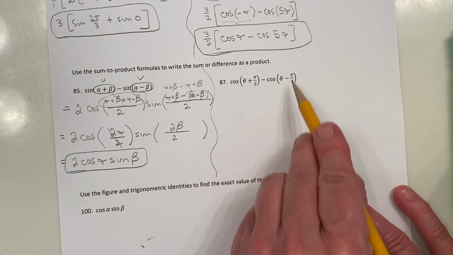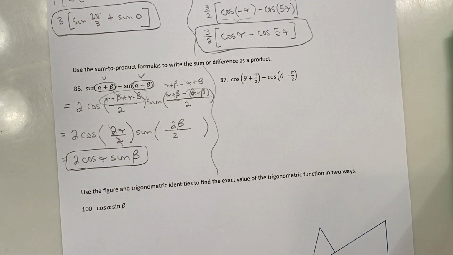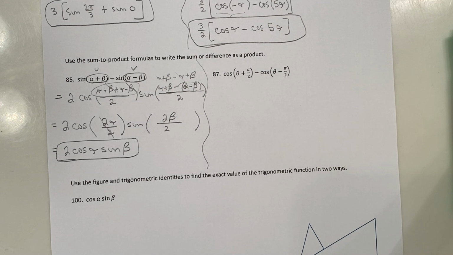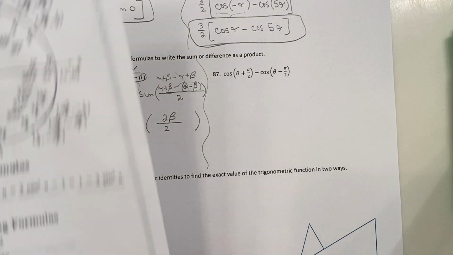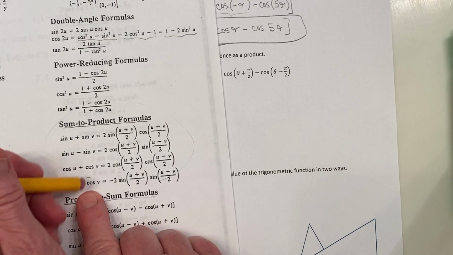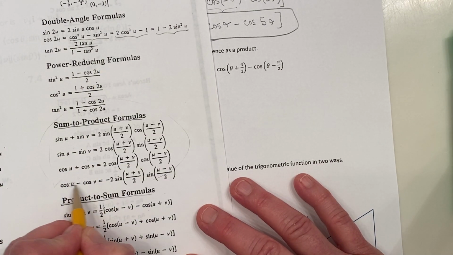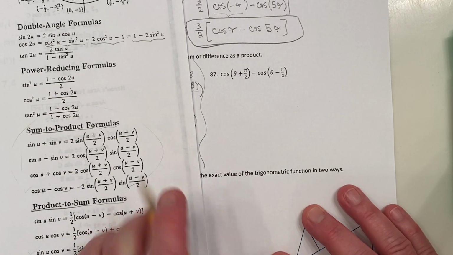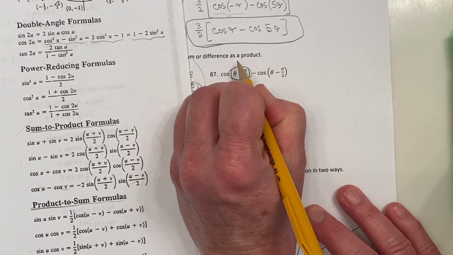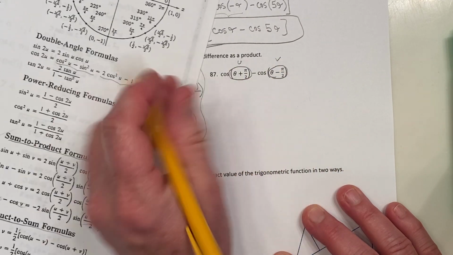So maybe you guys try this one. Pause the video, and then when you get an answer, turn it back on and kind of see how you did. So it looks like it's a difference of cosine. So it looks like it's this last formula here. So let's identify u and v. All of that is u and all of that is v.